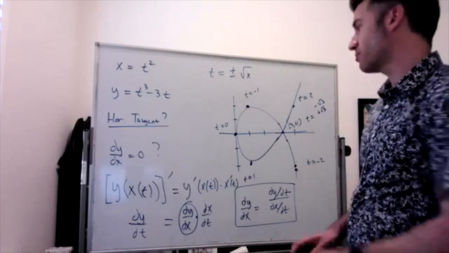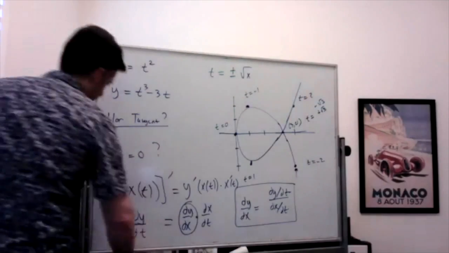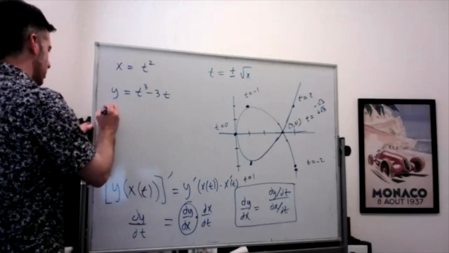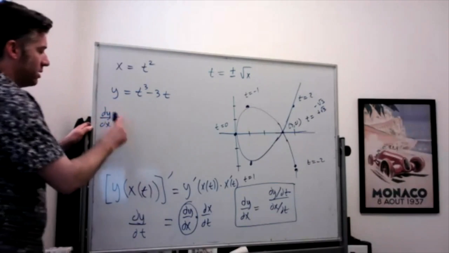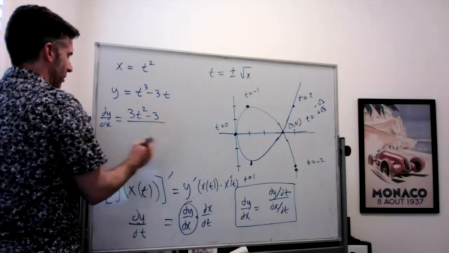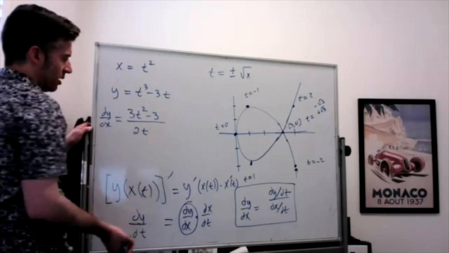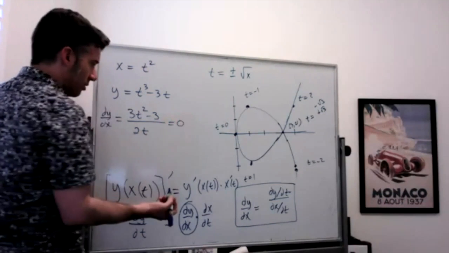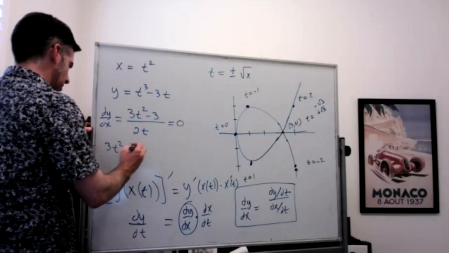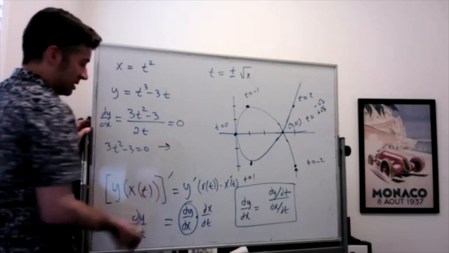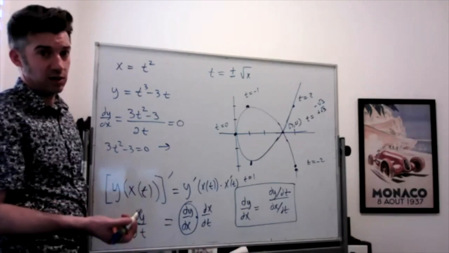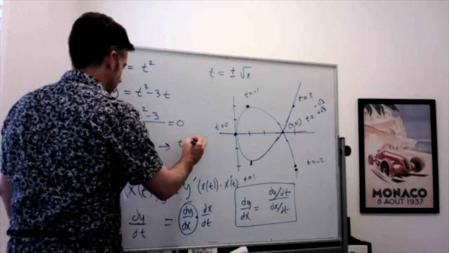Okay, so now I'm asking, when do I have a horizontal tangent? So when is the derivative equal to 0? Well, let's find the derivative. dy/dx is equal to dy/dt, which is 3t squared minus 3, divided by dx/dt, which is 2t. So I set that equal to 0. I'm really just setting the top equal to 0. So I'm setting 3t squared minus 3 equal to 0, and I'm going to get t equal to plus or minus 1. Right? 3t squared equals 3, t squared equals 1, t equals plus or minus 1.